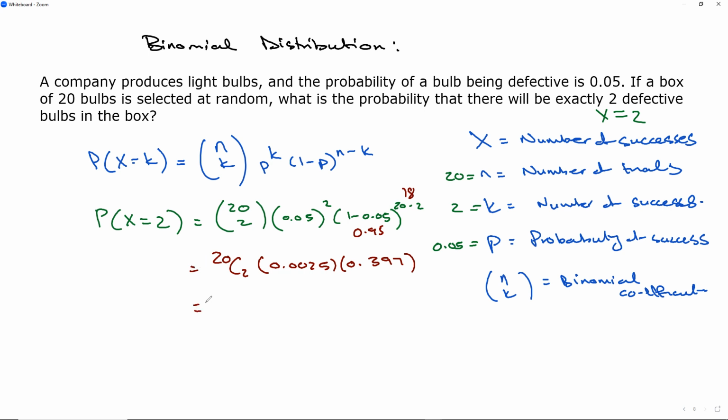So let's put that in. So 20, shift, press the division button, and C will come up. Shift C2, and then press multiply. Open your bracket. Put 0.0025 in there, times 0.397. Close the bracket. Press equals. The answer actually comes to 0.188, 0.188575. Did you get that? All right, so that's actually the probability that we're looking for there.